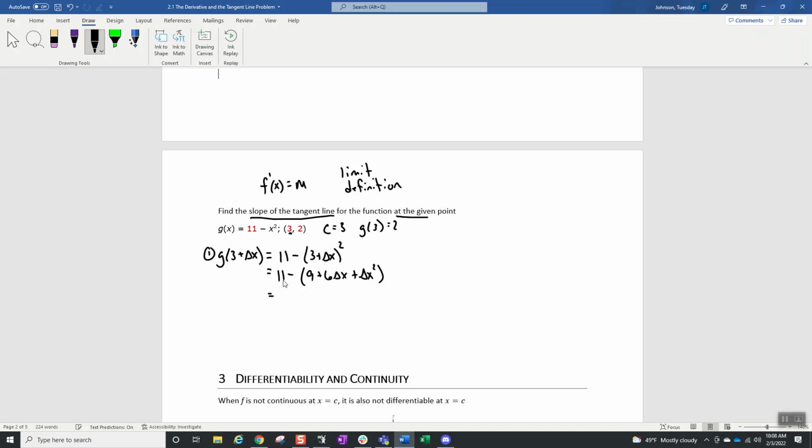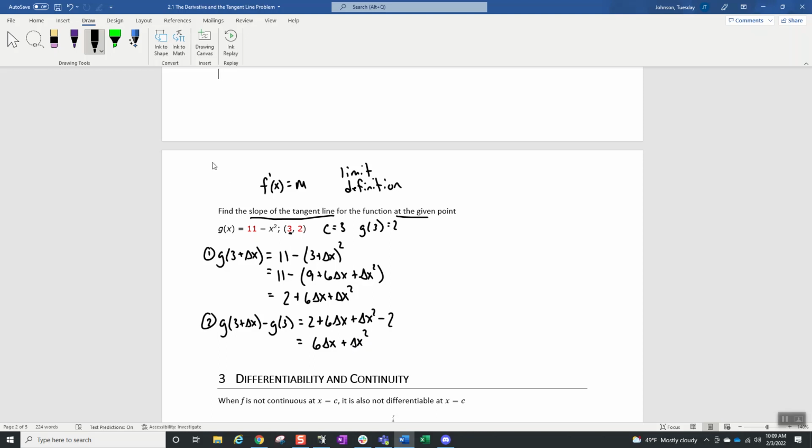Now we have 11 minus 9, which is 2, plus 6 delta x, plus delta x squared. And that 2 totally makes sense, because look what we have going on here. Step 2, g of 3 plus delta x, minus g of 3. This is 2 plus 6 delta x, plus delta x squared, minus 2. And we're left with things that have delta x in them. Right? 2 canceled out.